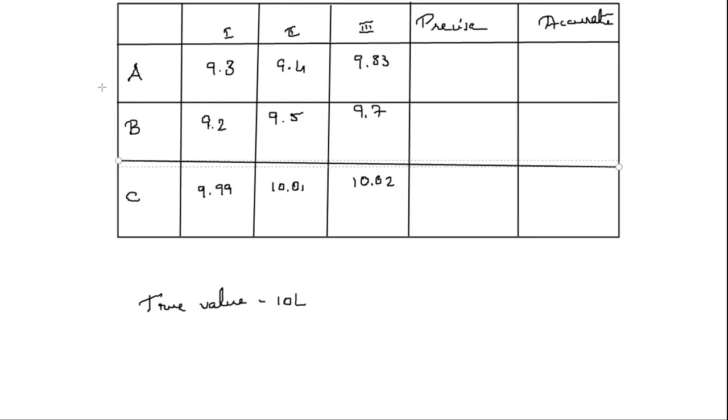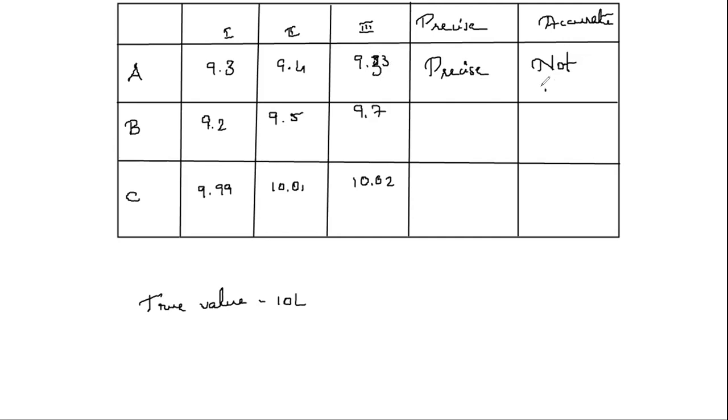Yes, so I have a tabular column here. Let us see 9.3, 9.4, and 9.33. Yes, they are precise. But are they accurate? When you speak about accuracy, it is 9.33. You have to consider it to the true value, and it is very far, so it is not accurate. Coming to the next one, 9.2, 9.5, 9.7.